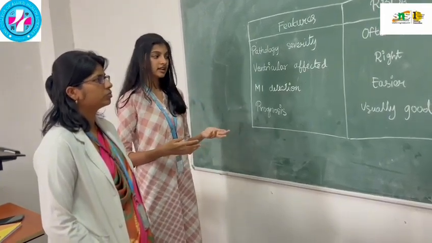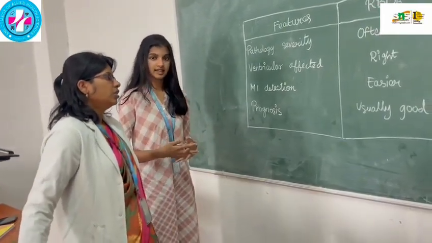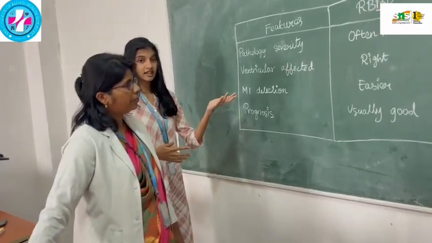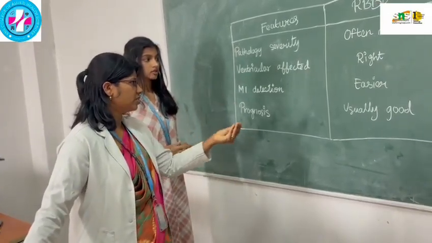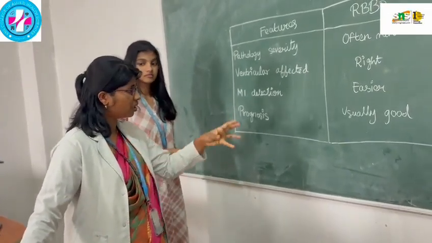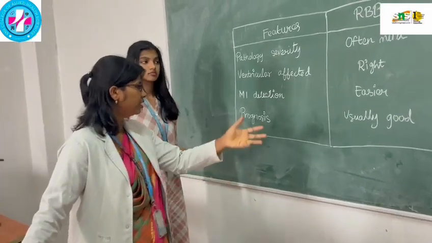For right bundle branch block, the prognosis is usually good and it is easy to manage, since it can be associated with congenital disease and does not cause much more severe problems than left.